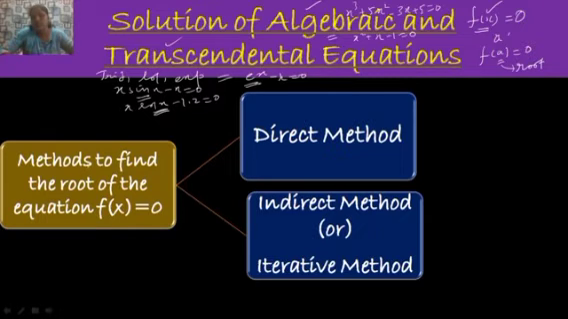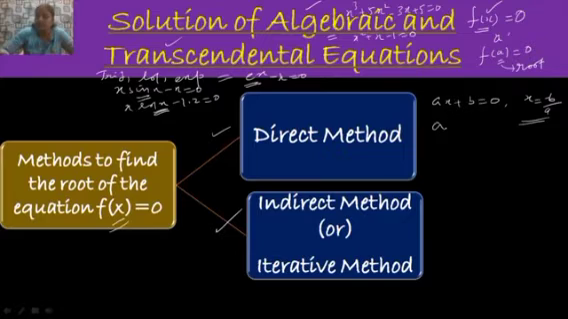So, there are two methods available to find the root of the given equation f of x equals 0. One is the direct method, the other one is the indirect method or iterative method. Using the direct method we can find the exact value of the root. The direct method gives you the exact value of the root in a finite number of steps. For example, you know the solution of an equation ax plus b is equal to 0, isn't it? That is, x is equal to minus b by a is the root of this equation.